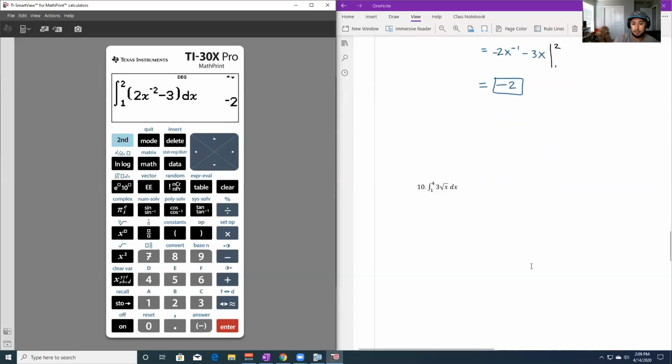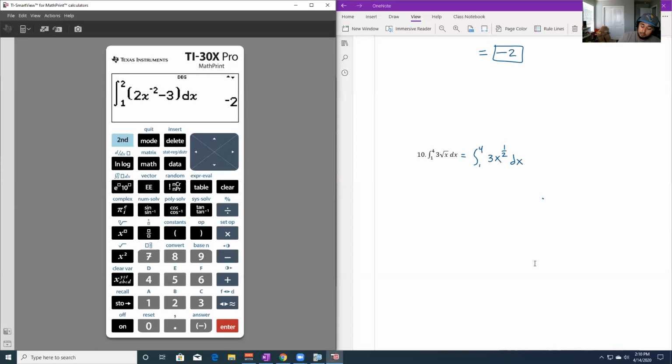All right, 10. Oh man, we're almost near the end. Look at that, not bad. All right, 10. First, we have to rewrite this because it's in the square root form. So we have to rewrite it as the integral of 1 to 4 of 3x to the 1/2 dx. 3x to the 1/2 dx.